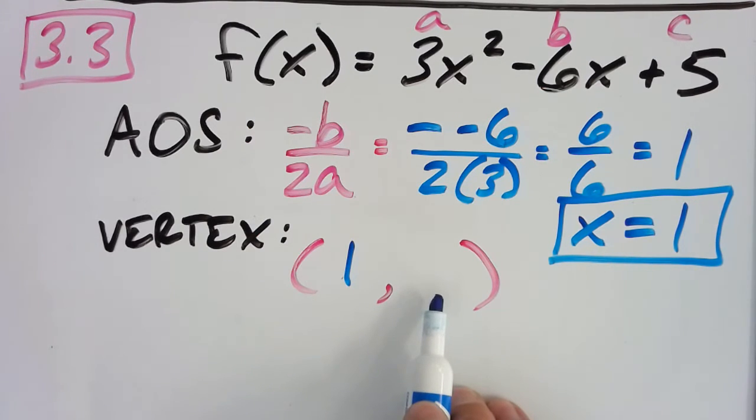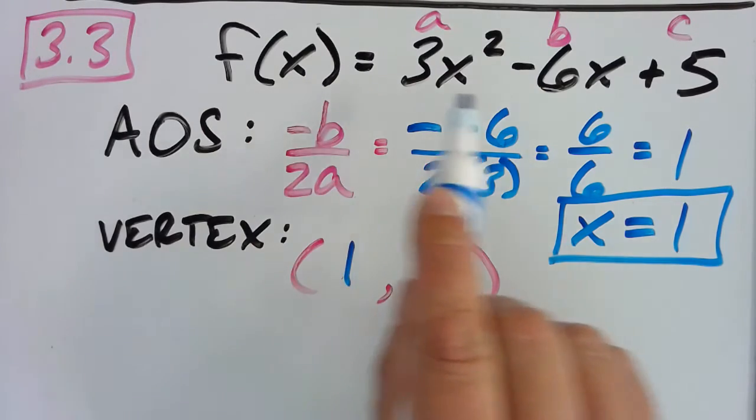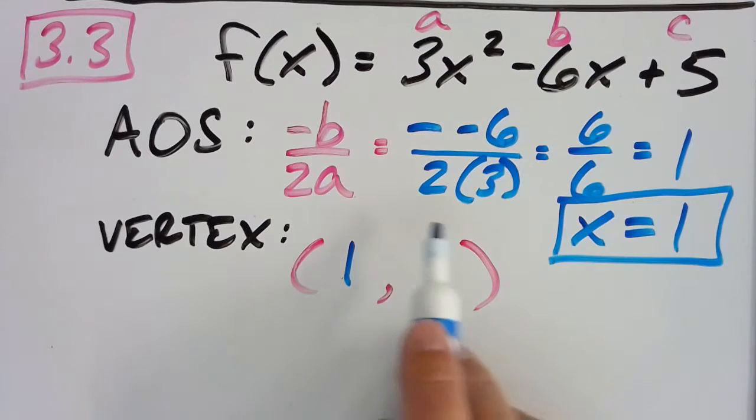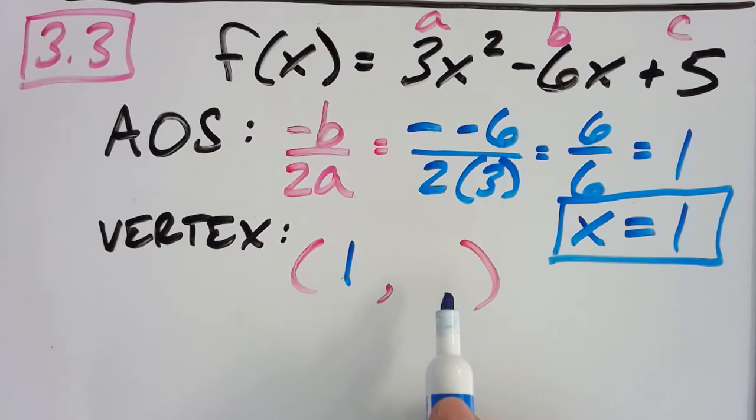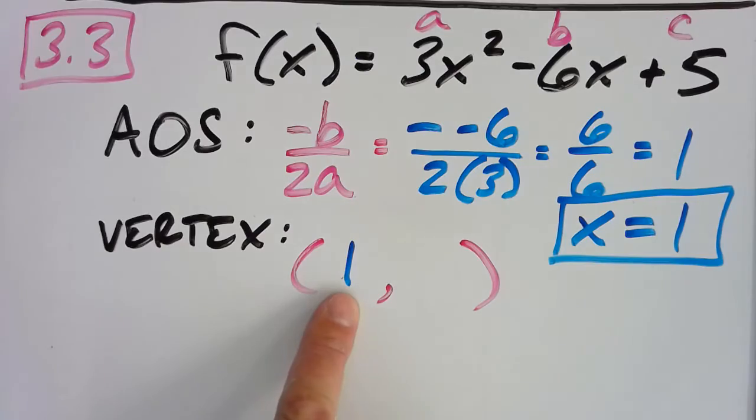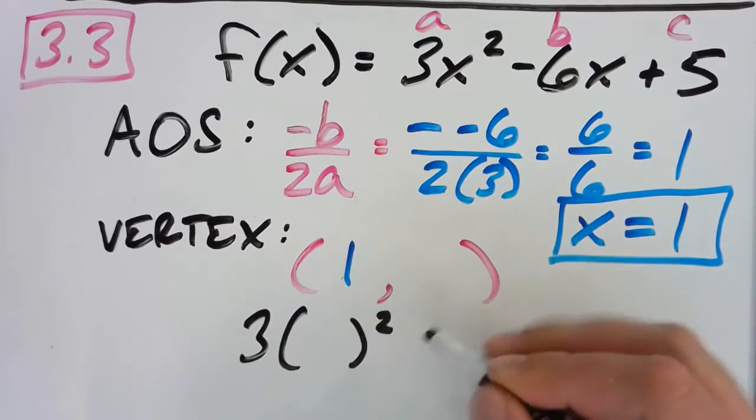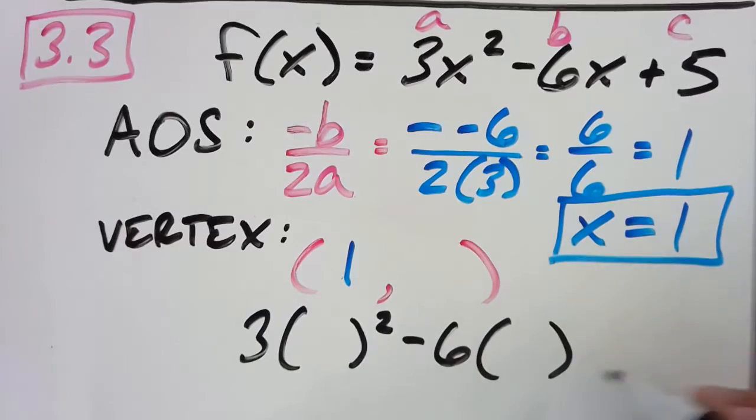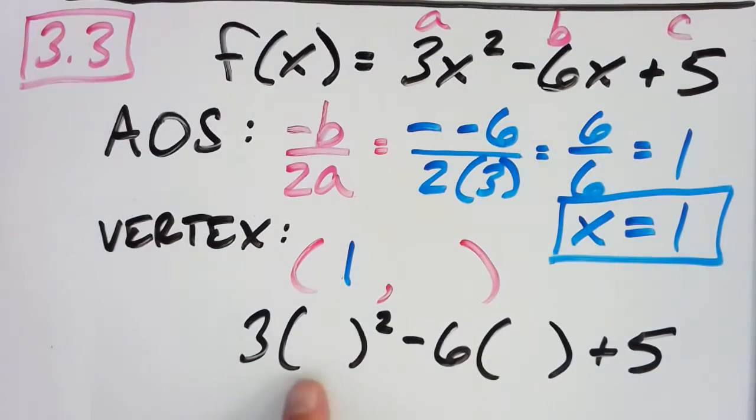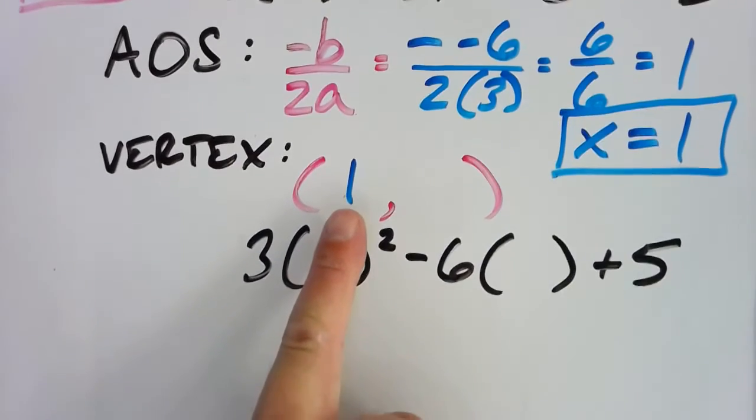Now, how do I solve for y? As with any xy table or any function, anytime I have an x value, I can plug it directly back into my original function, and it will spit out some y coordinate that pairs up with it. So essentially I'm going to plug this x value directly back into this equation. My equation is 3 times x squared minus 6x plus 5. I'm going to substitute in for that x with that value.